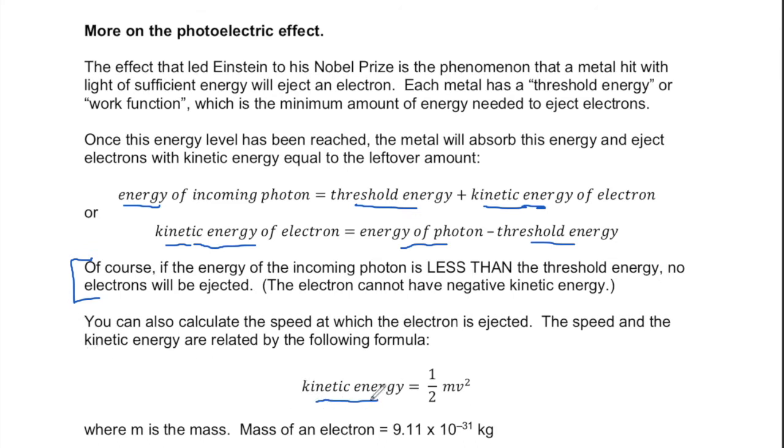Once you know how much kinetic energy an electron has, you can calculate how fast it's going. This v over here is an actual v, not a nu. So this is the speed. I'm using v for velocity. So that is the speed, not the frequency. So you can calculate the speed of the electron as well.